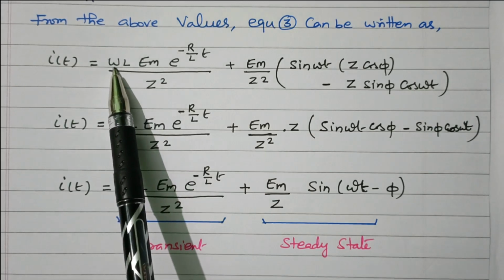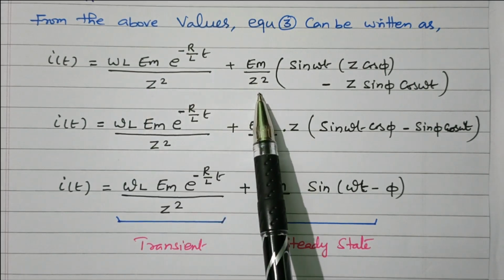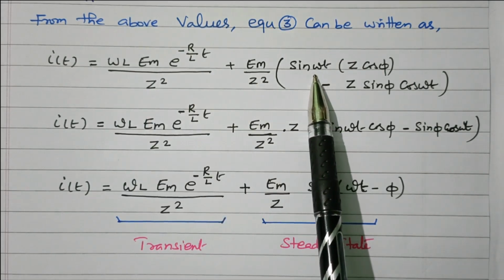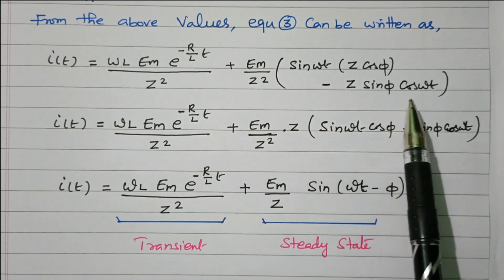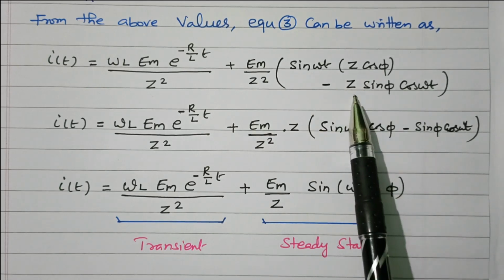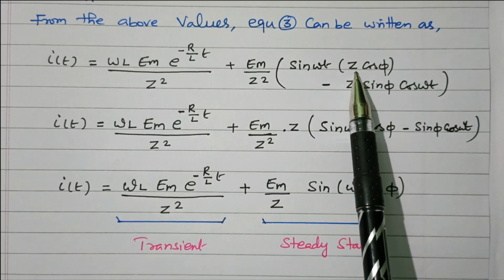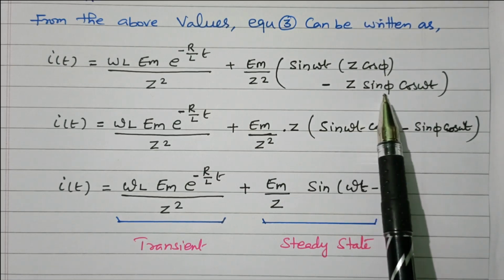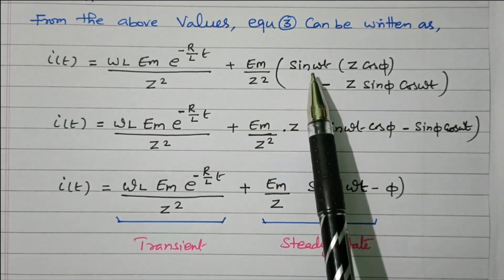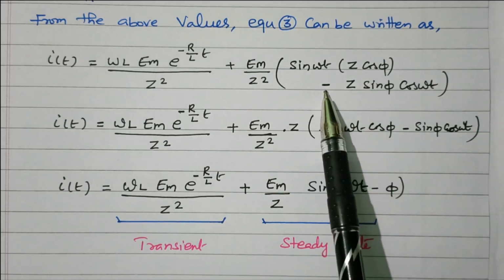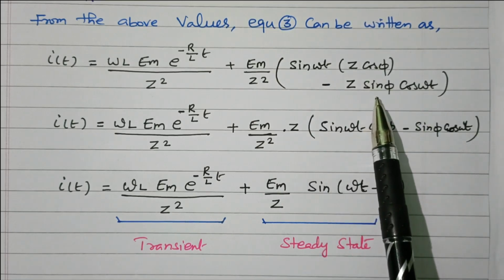So this is the previous equation: omega L Em e power minus R by L t divided by Z square, plus Em by Z square common, sin omega t into R. R is now replaced by Z cos phi, minus Z sin phi into cos omega t. This omega L is replaced by Z sin phi. So R is replaced by Z cos phi and omega L by Z sin phi. Now Z is commonly available, so you can take it outside. This is nothing but sin A cos B minus cos A sin B.